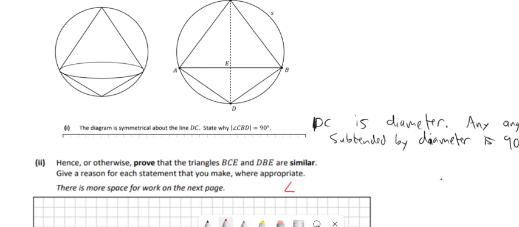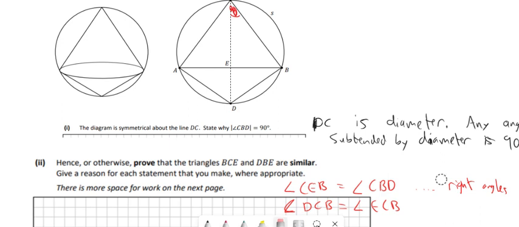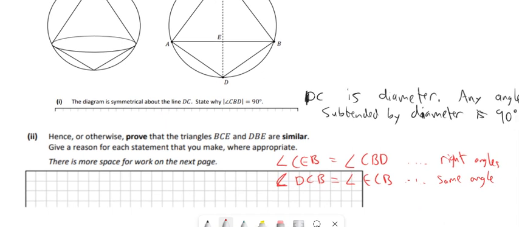So the angle CEB is equal to the angle CBD. Both of those are right angles. Then you can say that the angle DCB is equal to the angle ECB. I'm talking about this angle up here in both cases. That's the same angle. It's just labeled differently from different points, but they have to be equal because it's the same angle. Then because two of the angles in it are the same, the other one has to be the same as well. So the other angle must be the same.